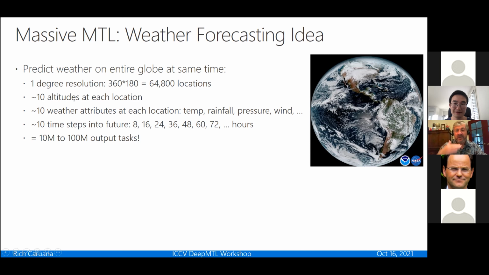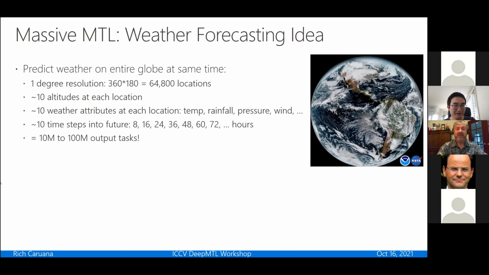Now, at each point, you're actually interested in the weather at different altitudes, because the atmosphere at high altitude is very, very important to weather at low altitude. At each location, you've got a bunch of things you want to predict: the temperature, the rainfall, the barometric pressure, the wind speed and direction, all sorts of things. So at each of these locations, you've got a bunch of altitudes. At each of those altitudes, you'd like to predict a bunch of things. And then with weather forecasting, we want to predict into the future: 8 hours into the future, 16 hours, 24 hours, 36, 48. So if you take all those things and multiply them together, you've got potentially somewhere between 10 million and 100 million output tasks. And that's for a low resolution grid.